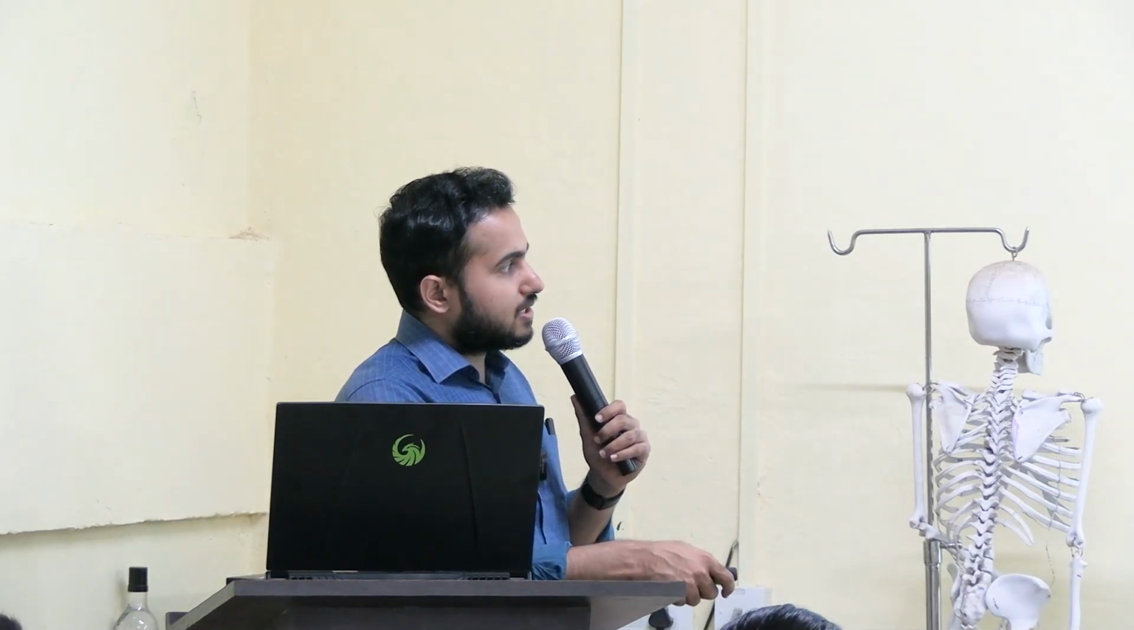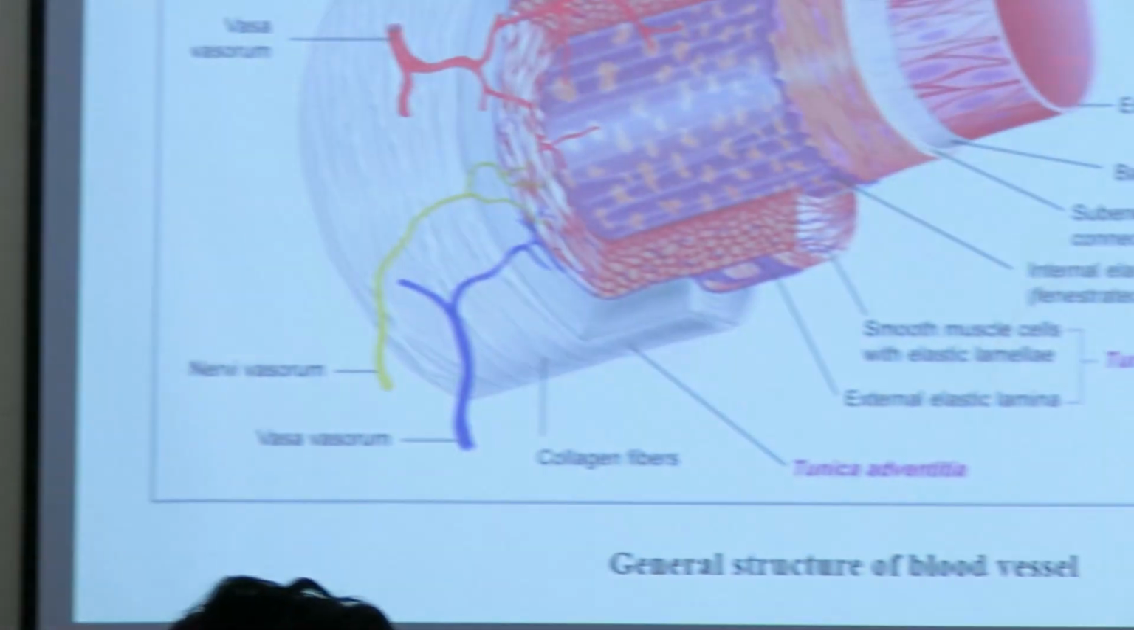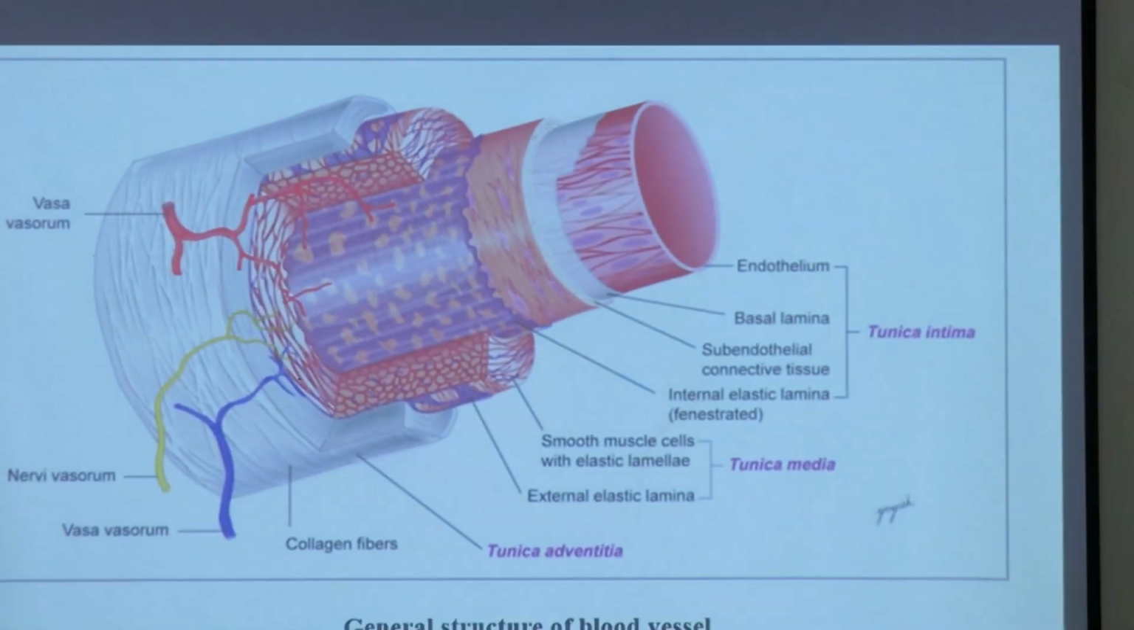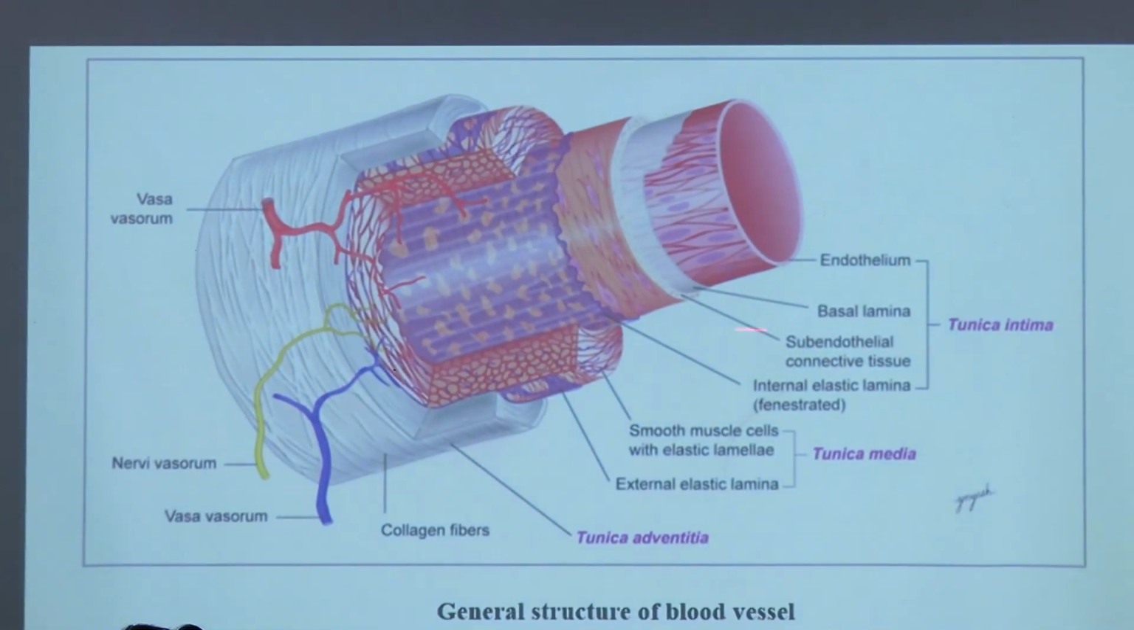And after that you can see the internal elastic lamina. This internal elastic lamina is mainly made up of sheets of elastic fibers. So these things are present in the tunica intima. After that we get the tunica media. In tunica media mainly two things are present: the smooth muscle cells and the elastic lamellae, or sheets of elastic fibers. Depending on the blood vessel the amount varies, but these two constituents are majorly present in the tunica media.